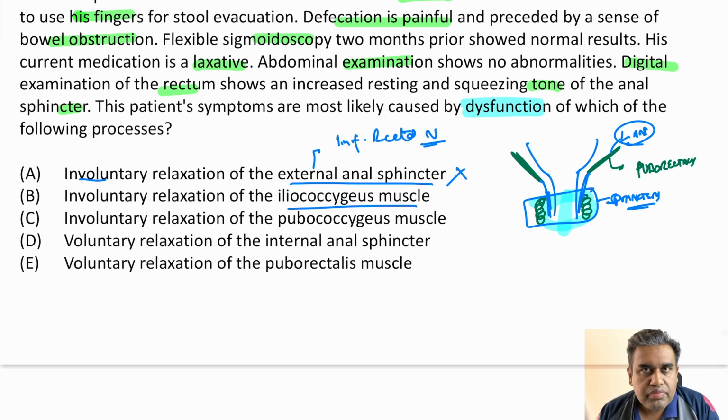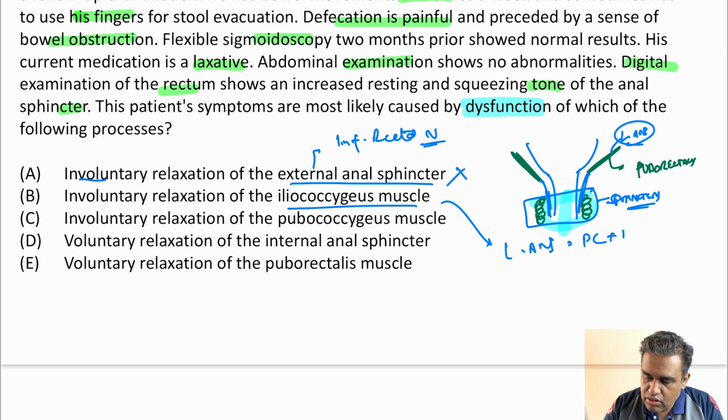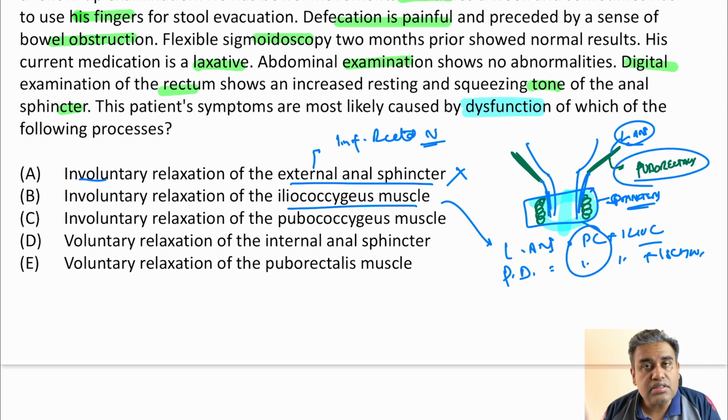See, what happens is the levator ani or the pelvic diaphragm is formed by pubococcygeus plus iliococcygeus, right? Pelvic diaphragm, we have pubo plus ilio plus ischiococcygeus, okay? We have seen over here the puborectalis is a part of pubococcygeus. So relaxation of the iliococcygeus muscle, they are saying the iliococcygeus is not able to relax. Again, it will not be the correct answer because it doesn't form the puborectalis part. Then they are saying involuntary relaxation of the pubococcygeus muscle. Yes, that could be a thing over here.